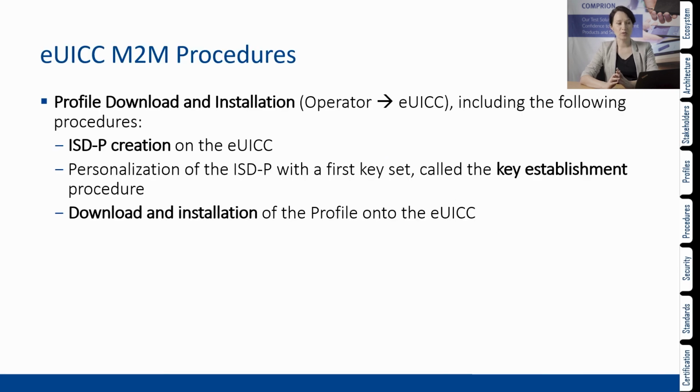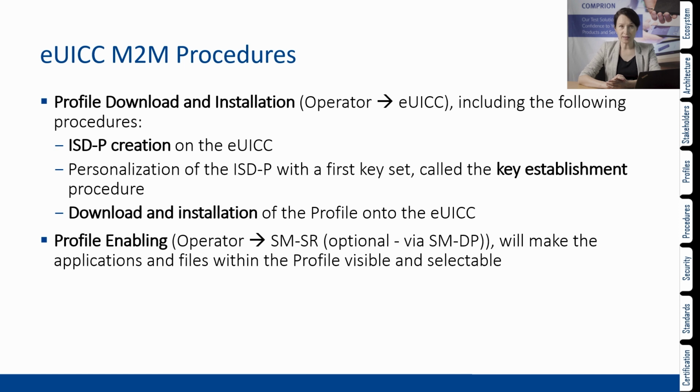The first M2M procedure is the profile download and installation. This procedure goes from the operator to the EUSSC and includes the following parts. First of all, the ISDP creation on the EUSSC has to be performed. The second part is the so-called key establishment, or personalization of the ISDP with the first key set. And the last part is the download and installation of the profile onto the EUSSC itself.